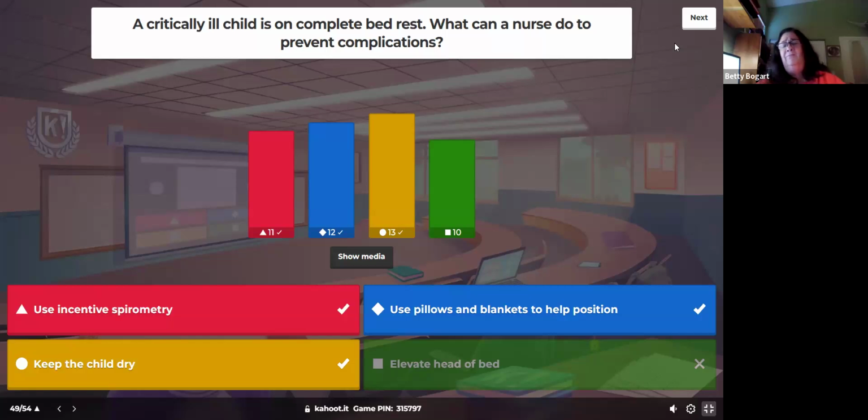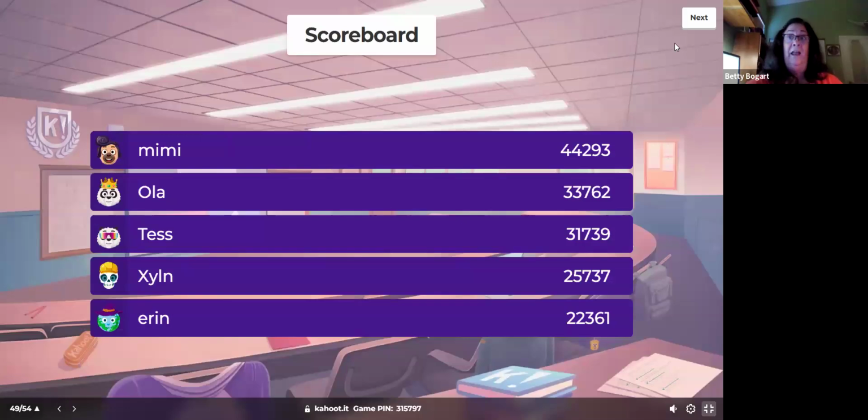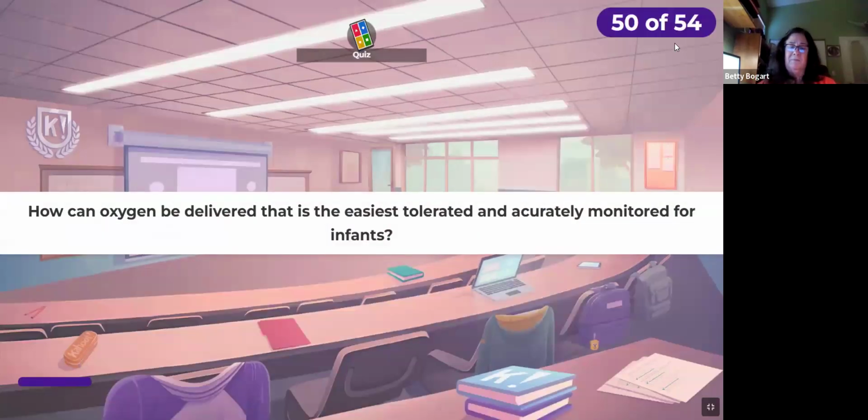Now, elevate the head of the bed. What does that do to help me prevent complications? Maybe respiratory. Now, it also depends. Does the condition let you elevate the head of the bed?